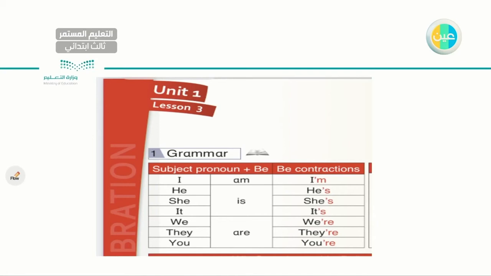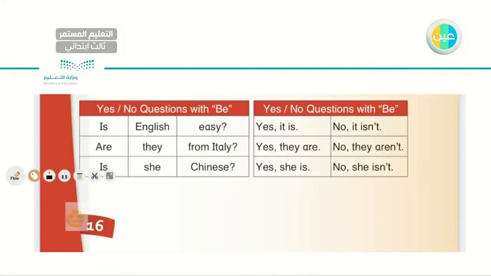We are. They are. You are. Very good, very good. Let's go to the next one. It's very important that you learn this one. Also, you have this at the bottom of page 16. Okay, let's read it together. Yes, no questions with verb be. What do I mean by this, girls? It means the question requires yes or no answers.